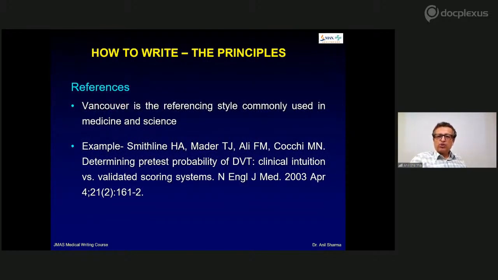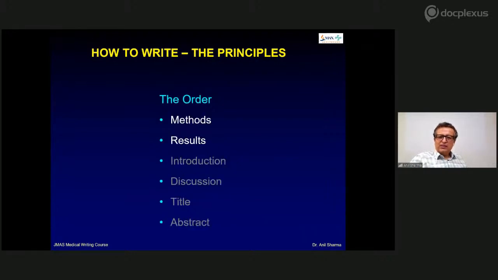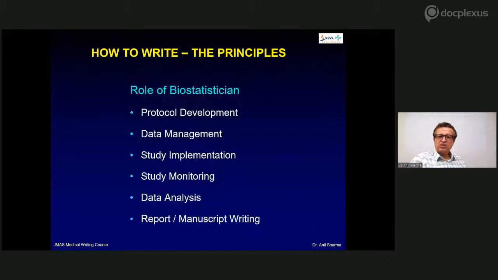While referencing, most commonly the Vancouver system for references works throughout the world. Now, people sometimes ask what should be the correct order to write. No hard and fast rules again, but normally what some authors suggest is perhaps you can do methods and results first, which means what you did and what you found first, followed by the introduction and discussion, and last of all, title and abstract. But this can vary, so don't worry about this at all.